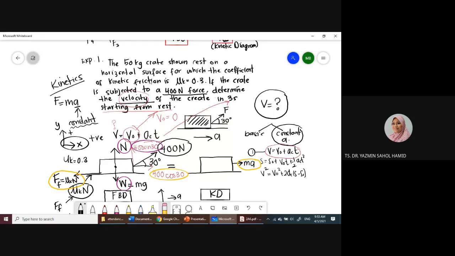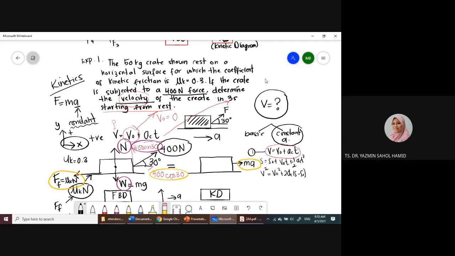There are certain questions where you do not use the constant acceleration to solve the problem. It could be using the basic kinematic equation. Just be alert. That's why we need to read the question carefully and identify which formula you want to use.